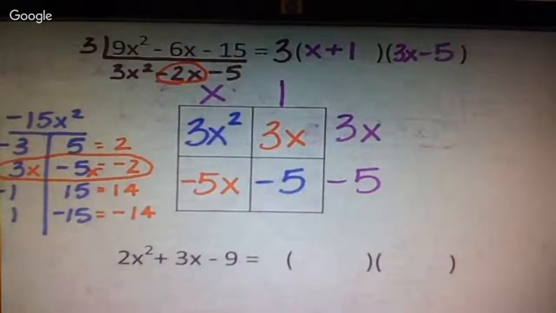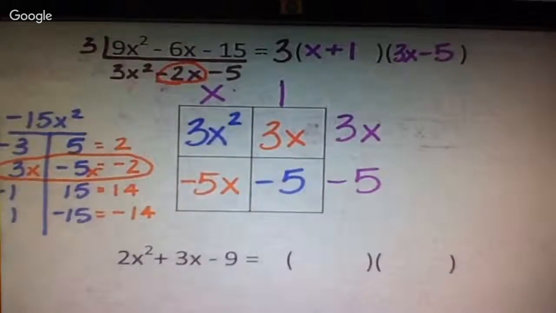Okay. So boom, boom, boom, boom. 3x squared. I want 3x down here and -5x here and -5 here. Okay. So, very good question. What happens if I put the 3x down here and the -5x up here? Watch what happens. I'm still doing the same thing.